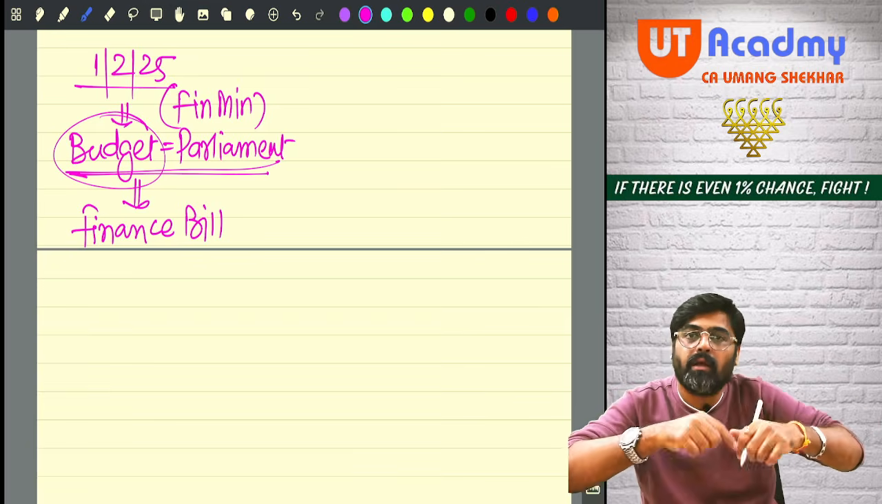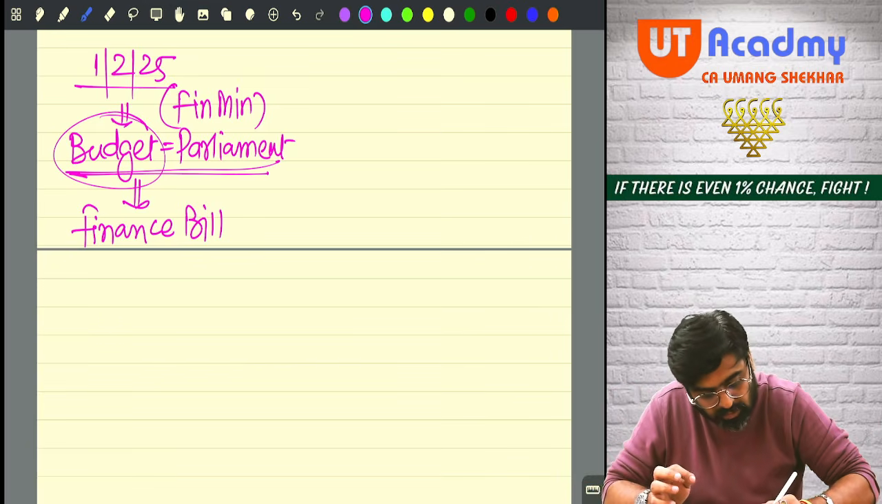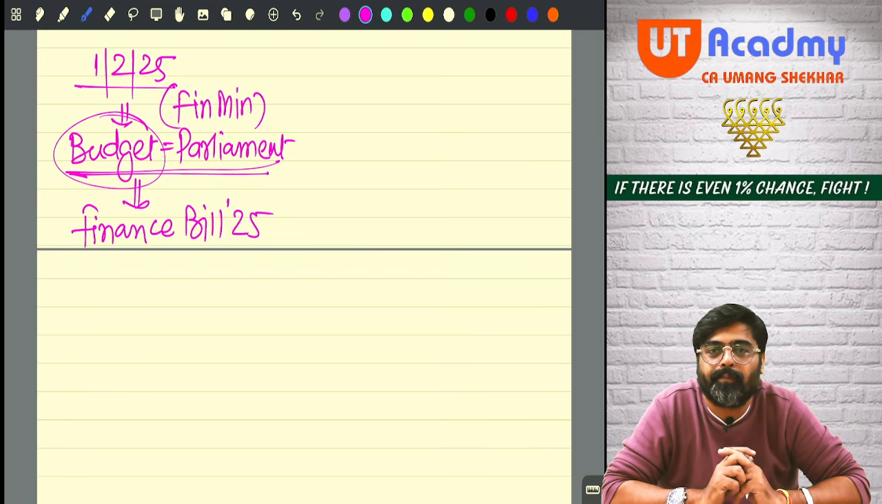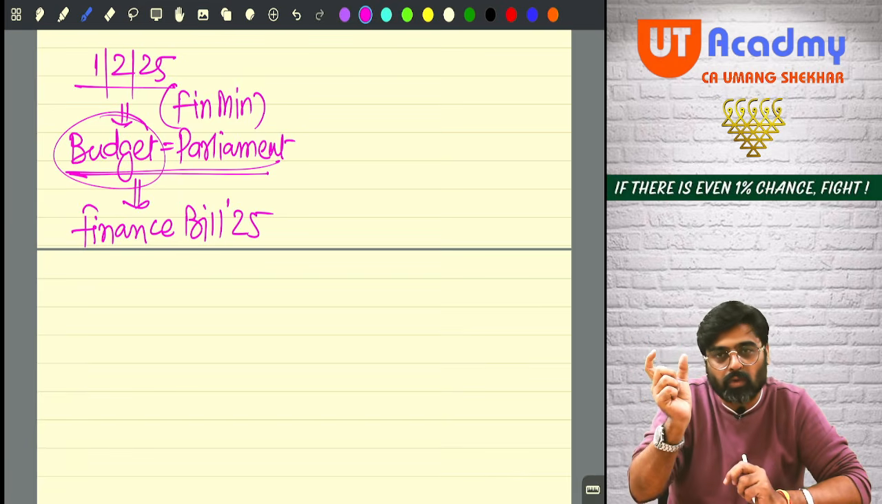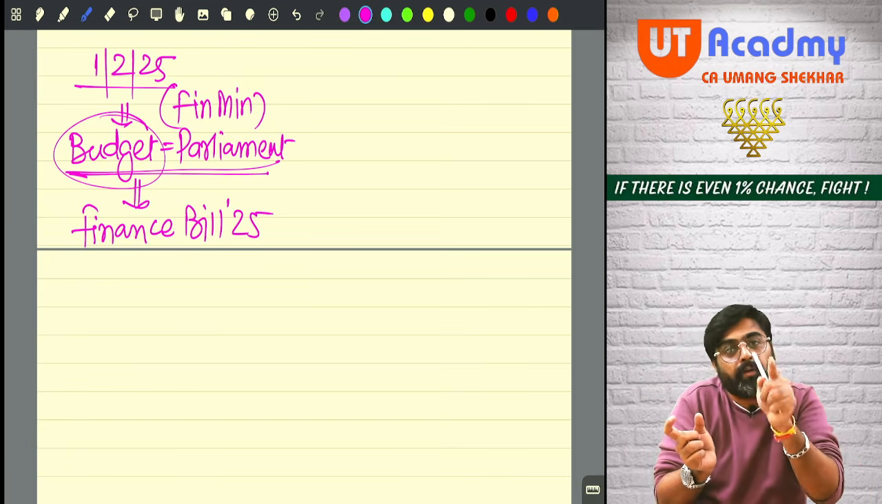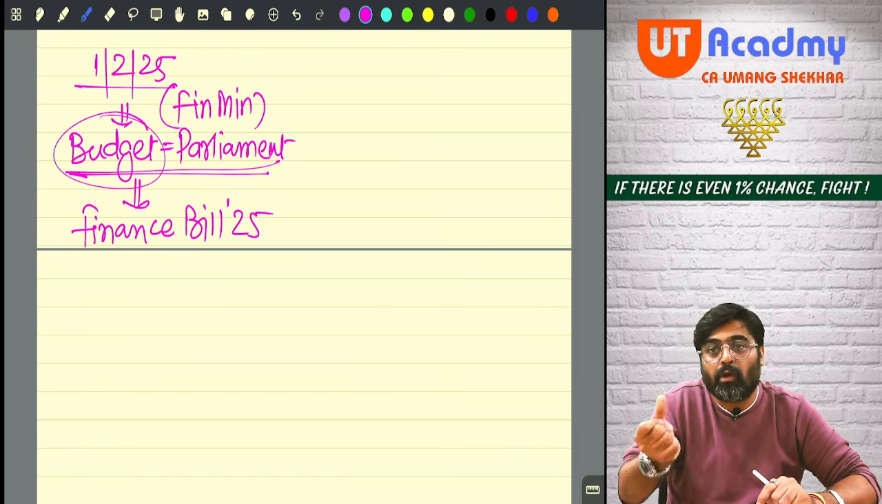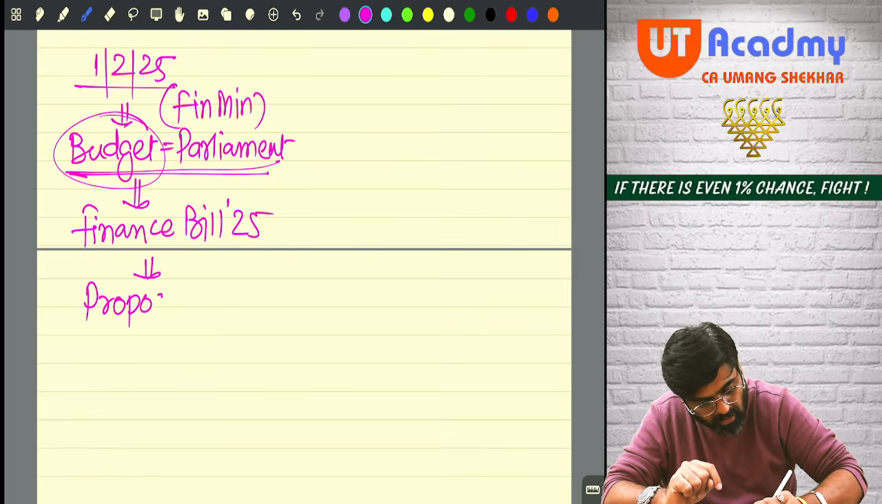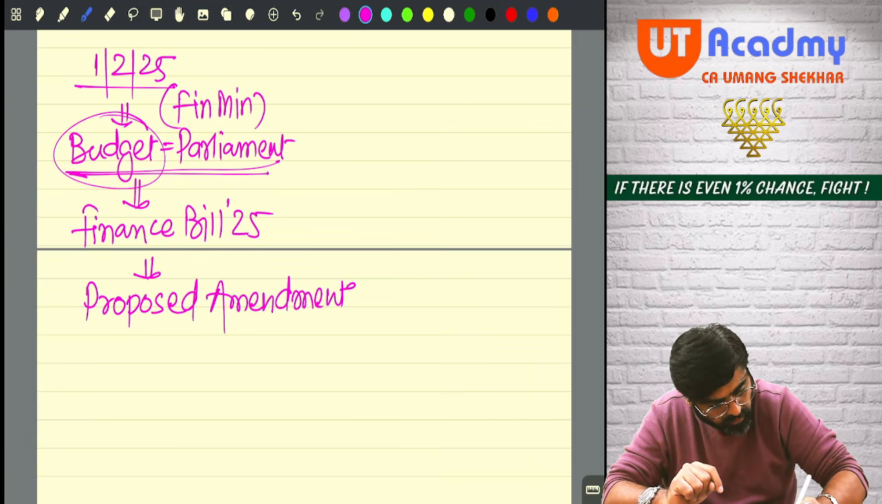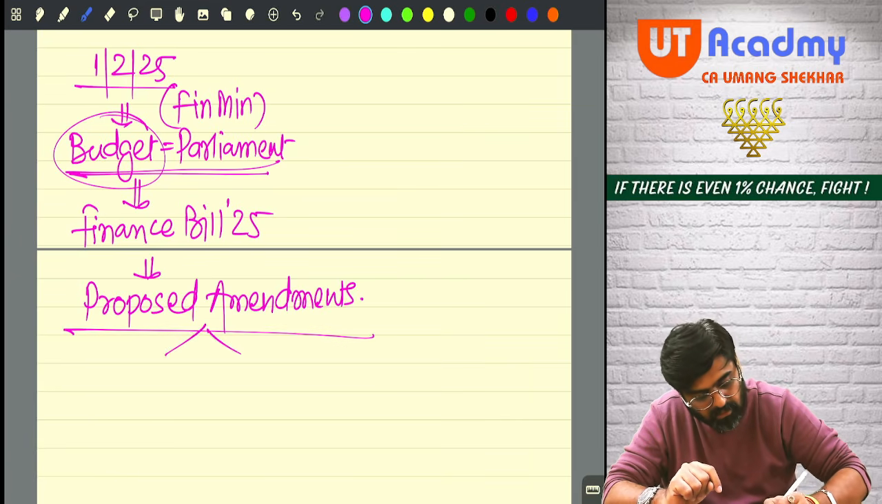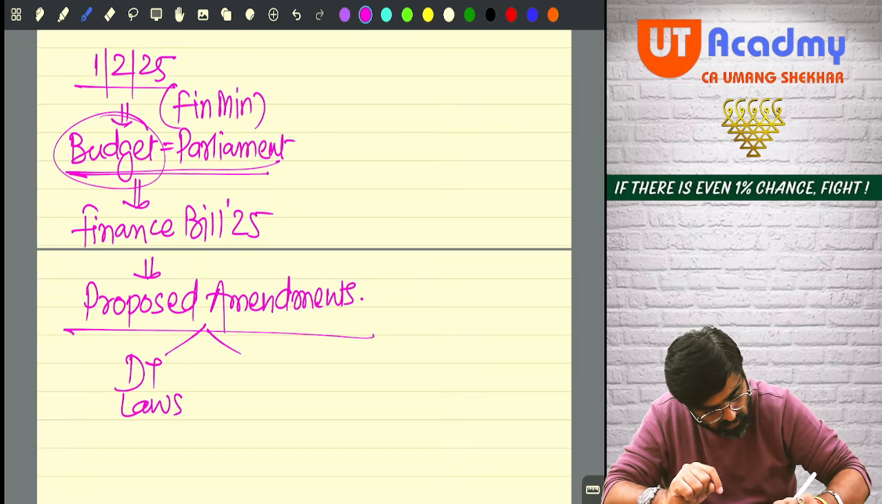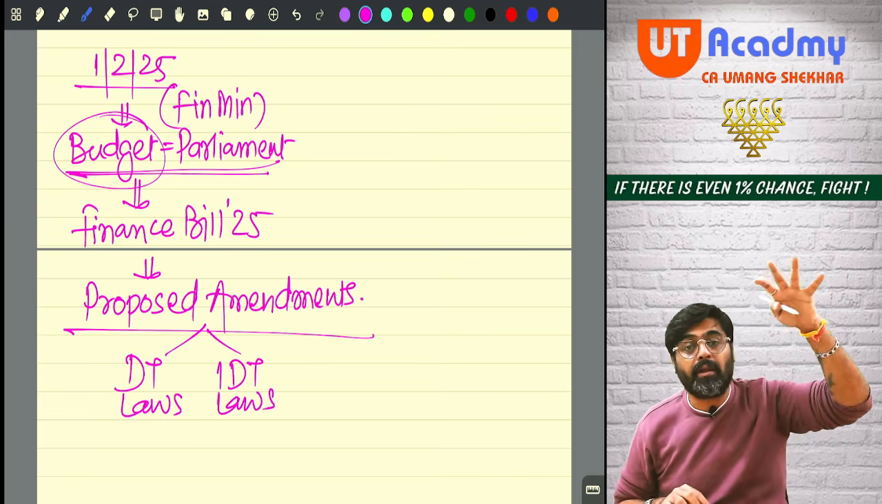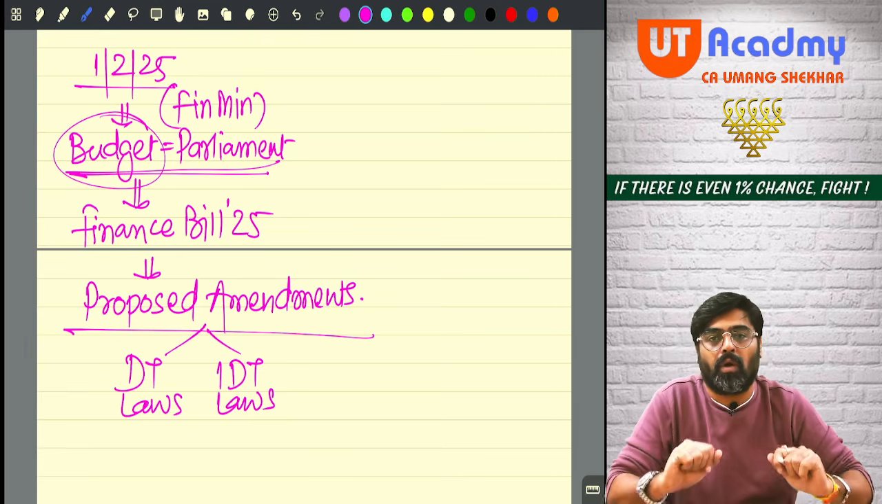So this finance bill, budget is also known as what? Finance bill. So this bill is finance bill 25, because it is coming in the year 2025, which is to be applicable for 25-26. Getting my point? Now this finance bill will have what? Proposed amendments in direct tax laws and indirect tax laws. That means the government wants to bring these changes in the law.